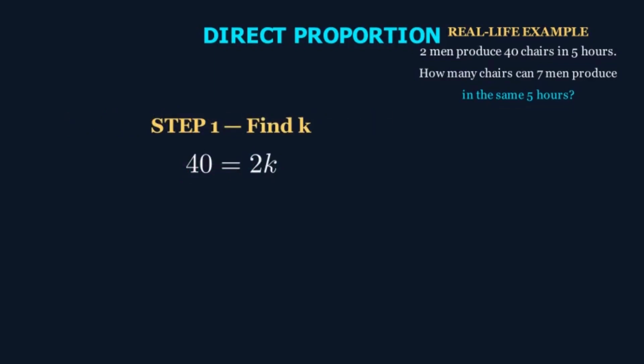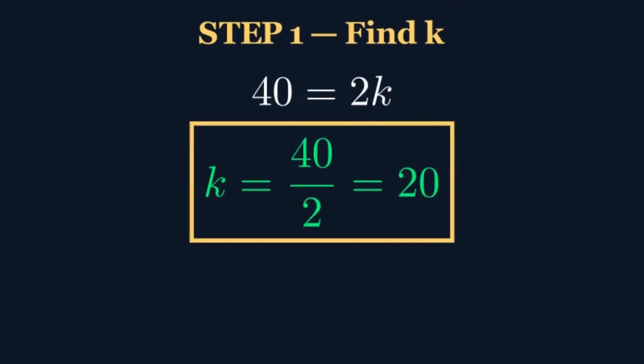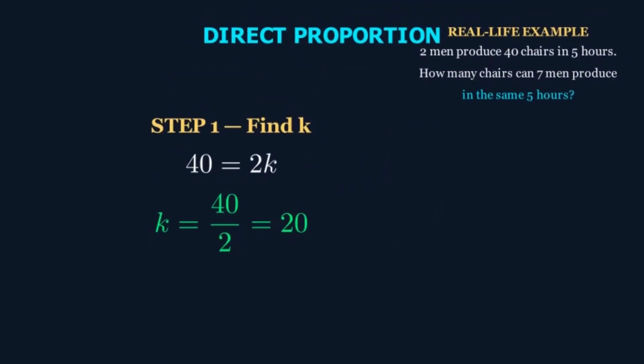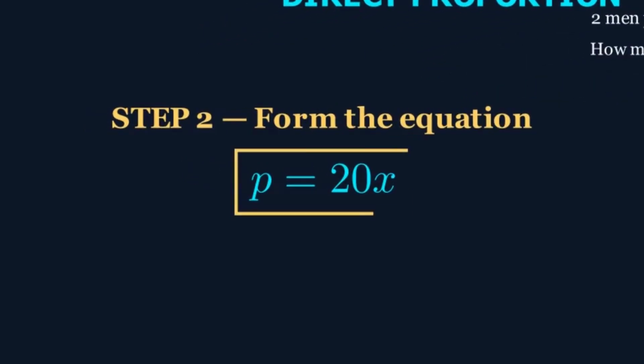Step 1. Find k. We know that 2 men produce 40 chairs. Substitute these values into the formula. 40 equals 2k. So k equals 40 divided by 2. Therefore, k equals 20. Step 2. Form the equation. Since k equals 20, our equation becomes p equals 20x.